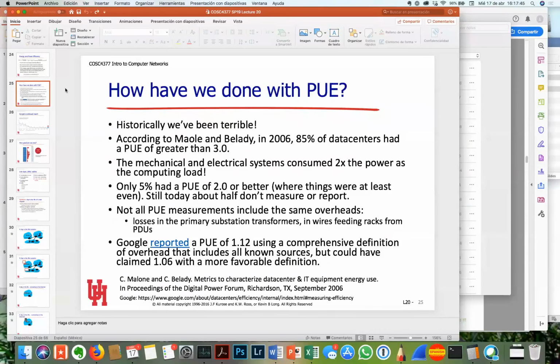So networking is a huge piece of these calculations. We've been horrible at this. In 2006, the vast majority of data centers had a PUE of greater than 3.0, which means for every unit of energy that you consume doing computing, you wasted 2 others, usually one cooling it and one dealing with all the other overhead. So only 5% had a PUE of 2.0 or better. And at least then you're using as much power for the mechanical and electrical systems as you are for the compute systems. But the last time Google reported PUEs, it was around 1.1, 1.06, if they had been a little less hard on themselves with the way they define things.